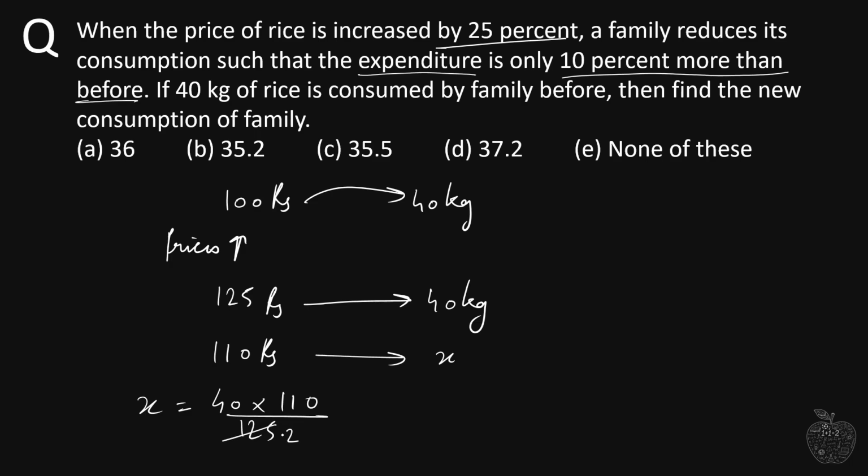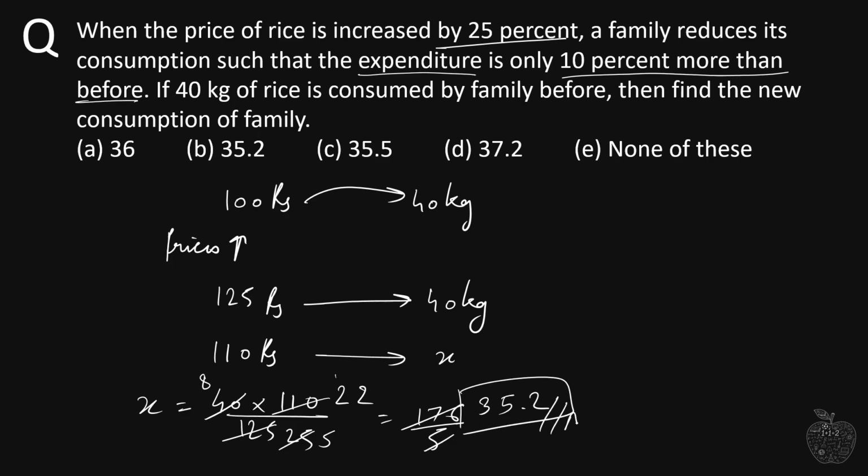5 2s are 10, 5 5s are 25, 5 8s are 40, 5 5s are 25, 5 2s are 10. So we have 8 2s are 16, 176 divided by 5. 5 3s are 15, 5 7s are 35, 5 5s are 25, 1 5 2s are 10. So we have the new consumption, which is 35.2 kgs. So our new consumption X is equal to 35.2 kgs. So here option B is the correct one.